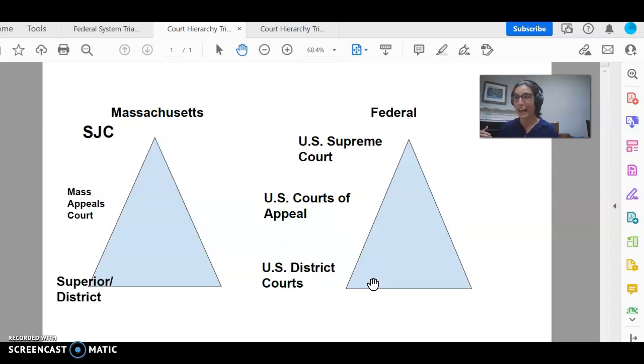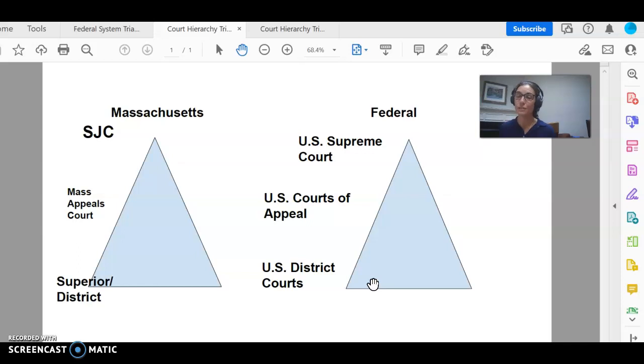But remember that we have a judicial system for every state, which means every state has trial courts, and we have a judicial system at the federal side. That means we also have federal trial courts. Now, the way the system is created is that there is at least one federal trial court in every state. And these courts are called the U.S. District Courts. There's at least one in every state.